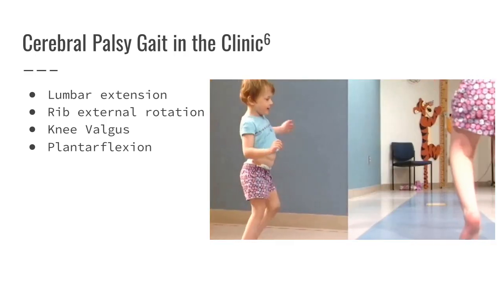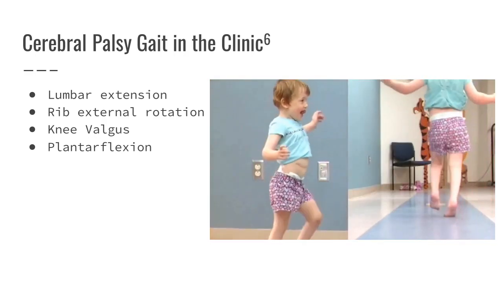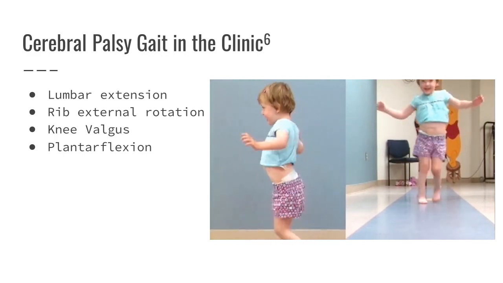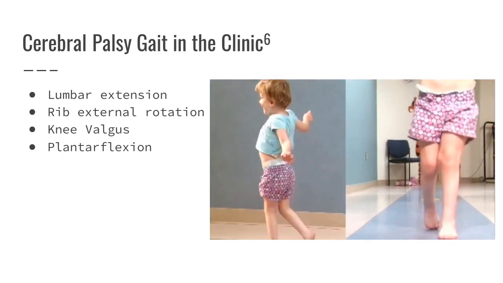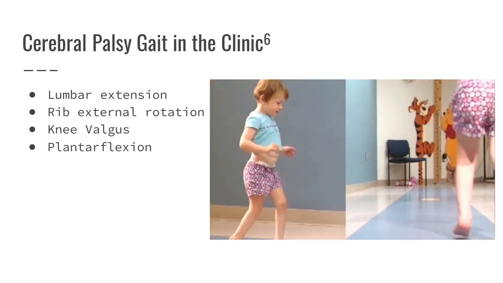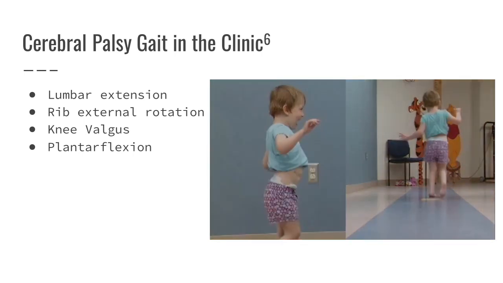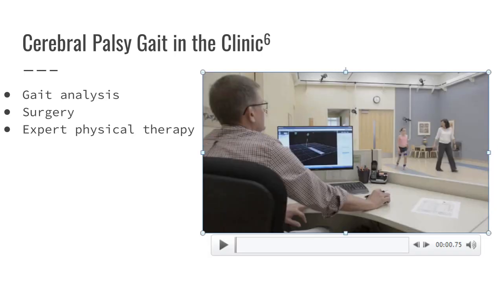Some of the most notable gait deviations that are visible in this patient include excessive lumbar extension and rib external rotation in the trunk area. At the hips and knees, we can see quite excessive valgus, and at the ankles, we can see very pronounced plantar flexion. Although the patient may have many gait deviations, all hope is not lost. With the right combination of surgery and expert physical therapy, remarkable outcomes can be achieved.